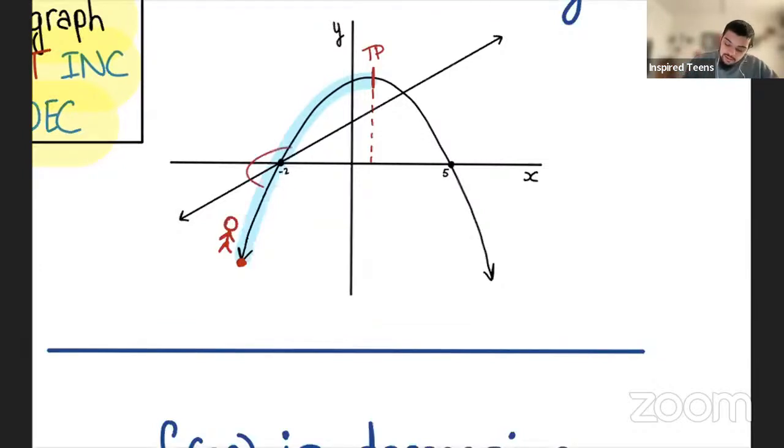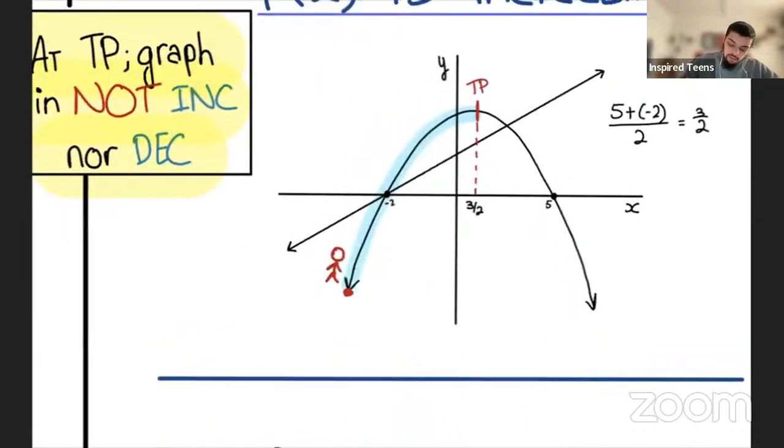So the x coordinate is simple, it can be found because we know the two x intercepts, so we can find their midpoint. We can simply say 5 plus negative 2, over 2, and that's going to give us 3 over 2, which is 1,5, which can be found somewhere here. 3/2. So when we give our final answer, I'm going to do it both ways.